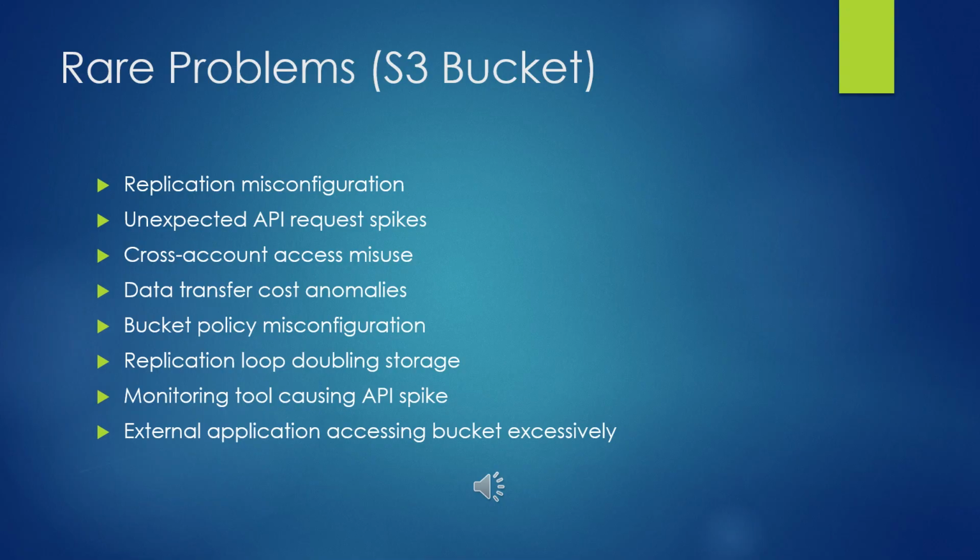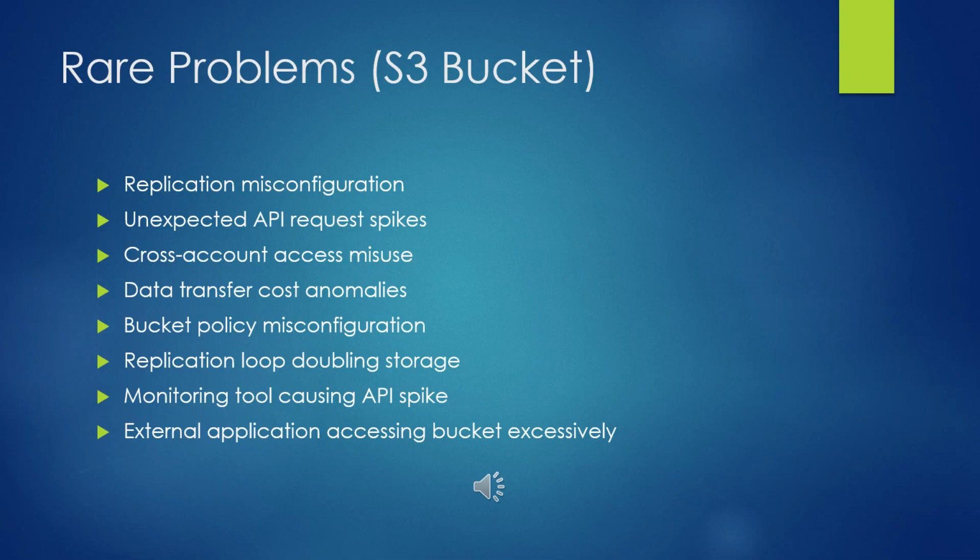Example 2. Unexpected API request spikes, monitoring tool issue. A monitoring or security tool continuously scans the S3 bucket, list GET requests. This causes a sudden spike in API requests, leading to high request charges and throttling issues.